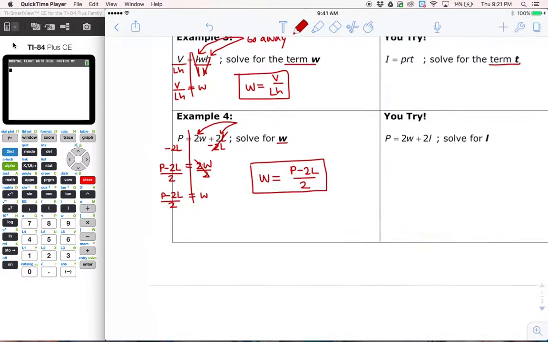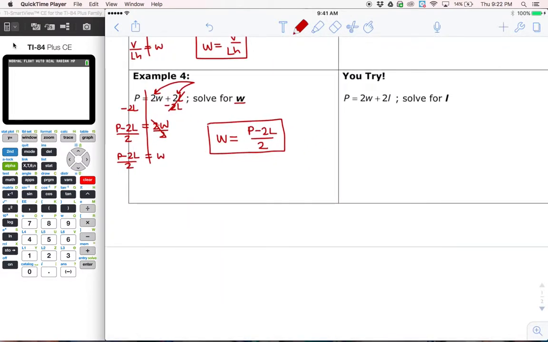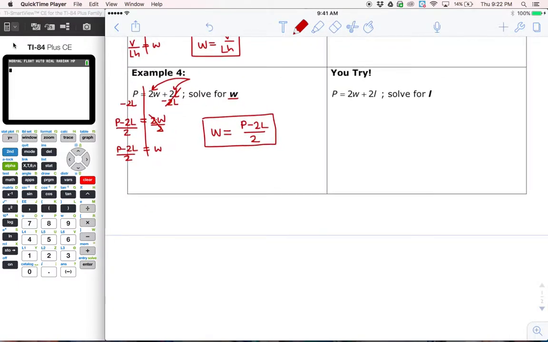All right, you have the same equation for your practice problem, but you guys need to solve for L. Okay? Remember, identify what needs to go away. Follow the same steps that we practiced. Choose your correct answer in Edpuzzle.